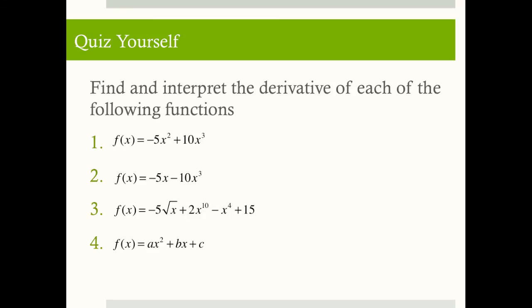Find the derivative of each of the following functions. Pause the video and try this yourself. Remember that you're not just using the sum and differences rule, you're also going to end up using the constant and power rule.